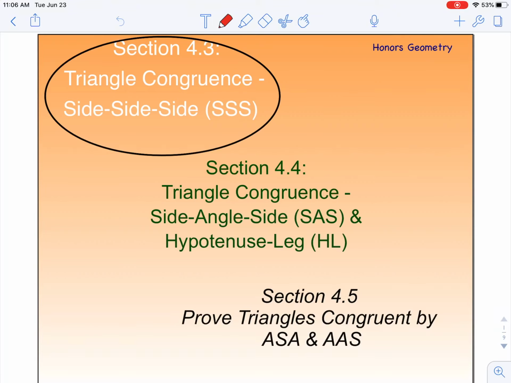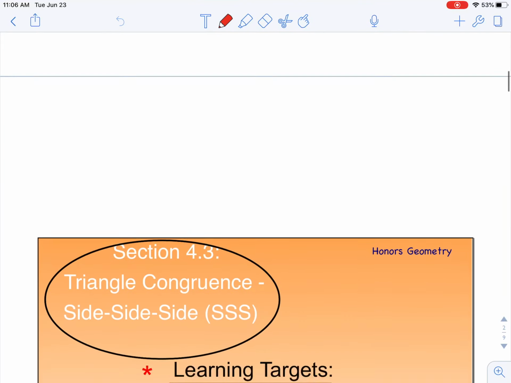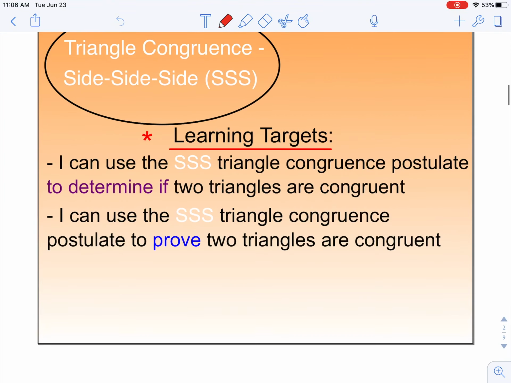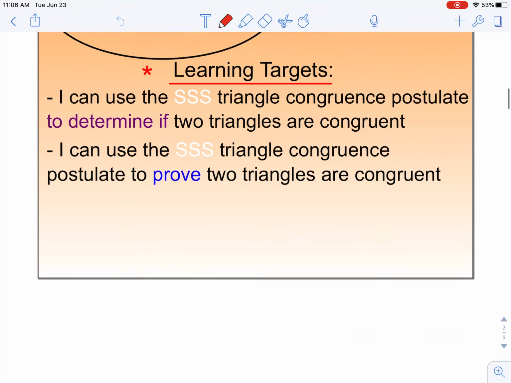Section 4.3, triangle congruence. We're going to prove triangles are congruent using side, side, side. So we are going to work on starting to prove things. We're going to determine whether triangles are congruent using some postulates and theorems in the next several lessons.